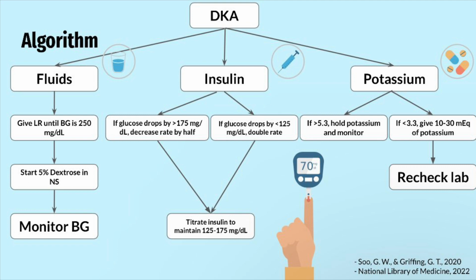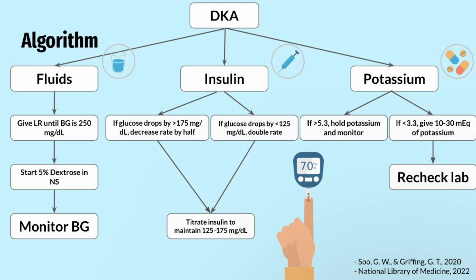In the middle, we have the insulin. This was his insulin drip that we were monitoring. If his glucose dropped by greater than 175, then we decreased the rate by half. We did not want his blood glucose dropping too fast, or we could put him in hypoglycemia. If his glucose dropped by less than 125, then we doubled the rate, because that's too slow of a decrease. Our main goal was to titrate the insulin to maintain 125 to 175.